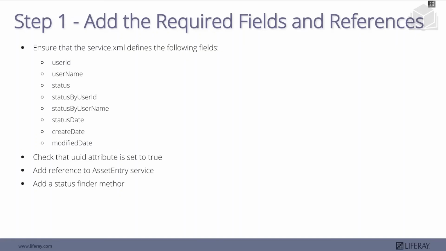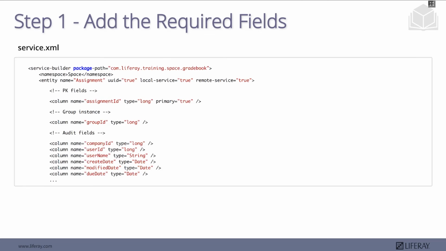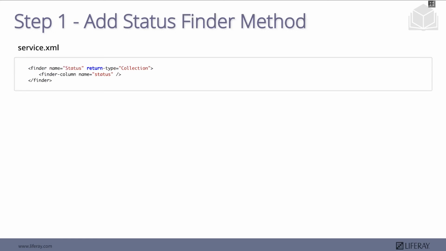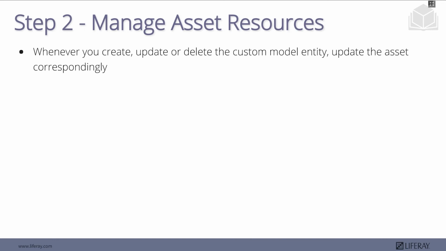Okay, and then we're going to add a status finder method. So first part, right, adding those fields that we need, making sure that the UUID is set to true. So that's step one over here in service XML. On top of that, we make reference to the asset entry service, and then we're going to have the status finder method to get a collection for the status.